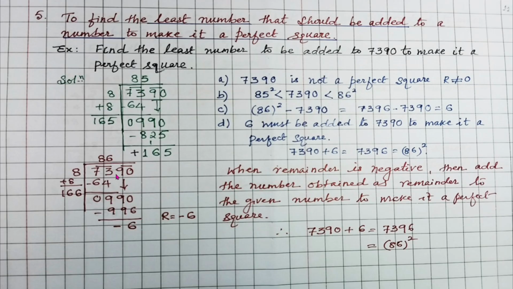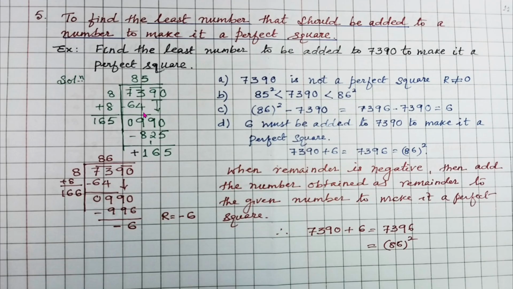Another very easy method is to find the square root of 7390 by the same procedure. We find that 8 8 is 64, 09 is the remainder, add 8, we get 16, and 90 you bring down. Now instead of 5, choose 6. That means 166 into 6 becomes 996, which is greater than 990. Then when we subtract it, we get minus 6. Now here the remainder is with a minus sign, and this 6 has to be added to 7390 to make it a perfect square.